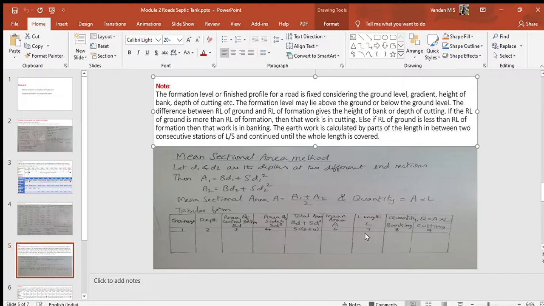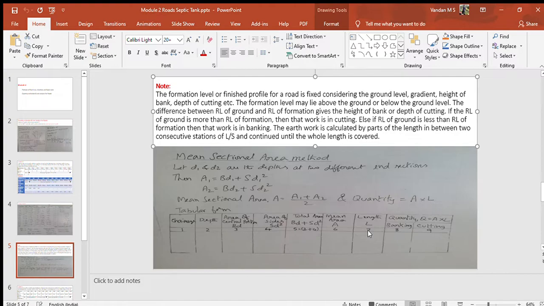Column number 7 is the peg interval L. Column 8 gives you the quantity of earthwork in banking. Column 9 gives you the quantity of earthwork in cutting. Here B is equal to the width of formation, S is the side slope, S to 1, that is S horizontal to 1 vertical, and L is the peg interval which varies from 30 to 100 meter, as I said.